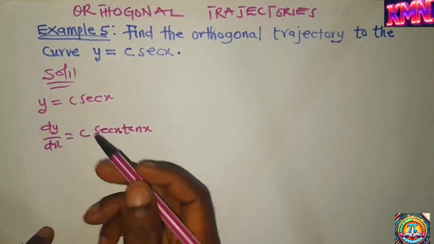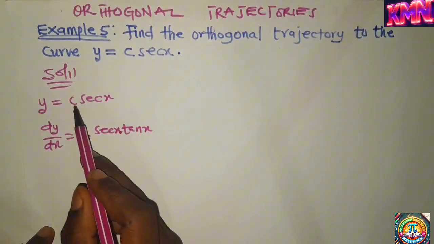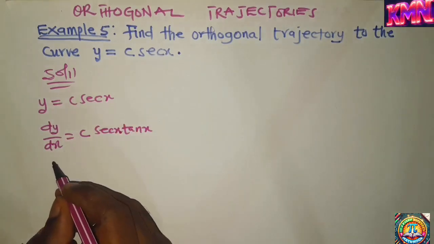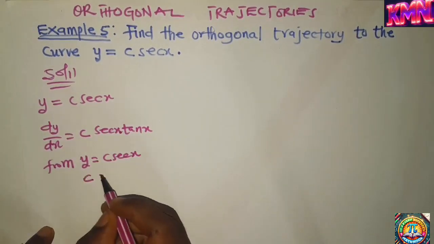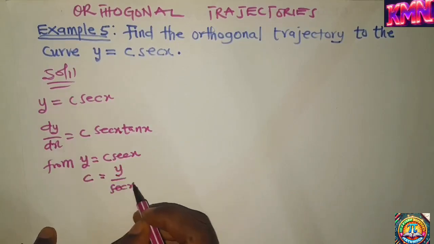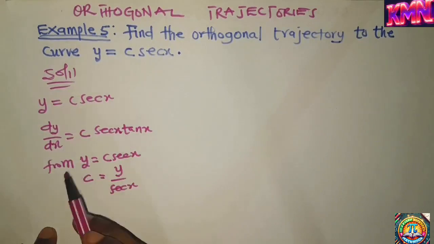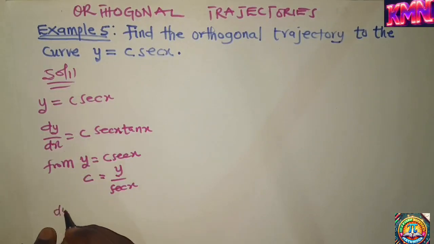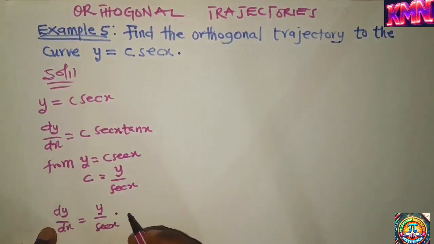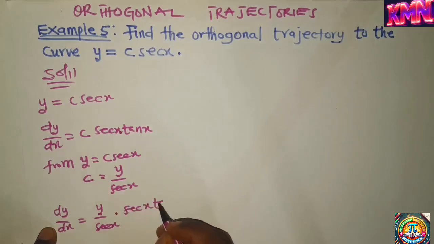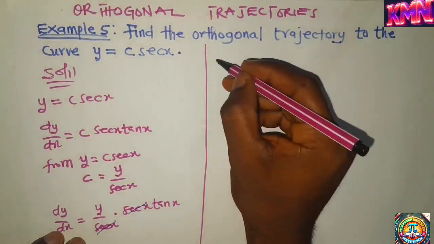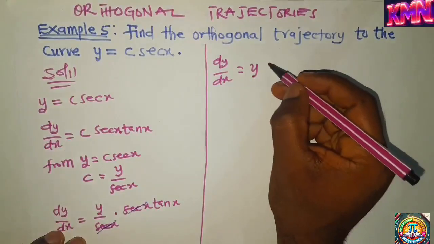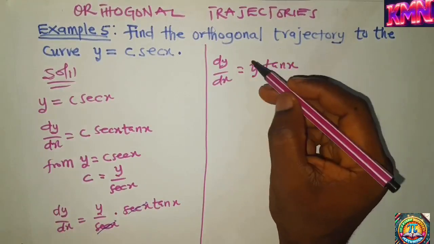Also, we learned that you need to find this constant by making the constant the subject from the given curve. So you can say from y equals c sec x, our c becomes y on sec x. So substituting this c into the slope of the curve, we will get dy dx equals first the constant y on sec x, then what we have here, sec x tan x. And you know obviously that sec x cancels sec x, which will give us dy dx to be y tan x. So this is the slope of the given curve.